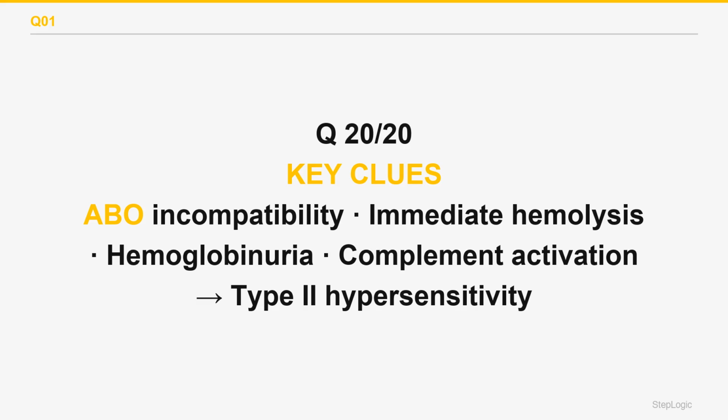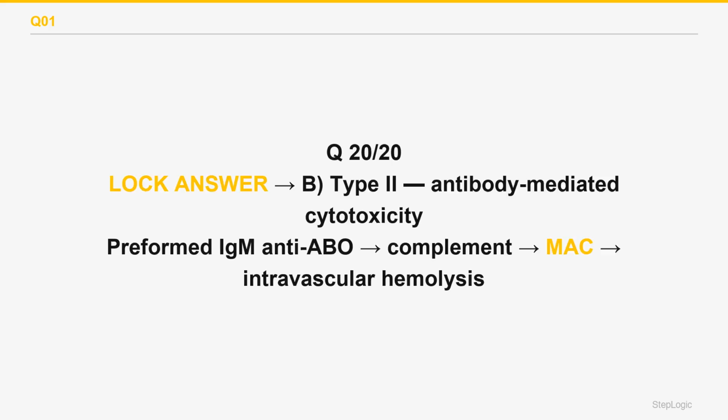The patient has preformed IgM antibodies against the transfused ABO antigens. IgM activates the classical complement pathway, forming the membrane attack complex on donor red blood cells. Intravascular hemolysis results. Hemoglobin spills into the urine, hemoglobinuria, and into the circulation, hemoglobinemia. Complement byproducts cause fever, chills, and back pain. Cytokine release and DIC can cause hemodynamic collapse.